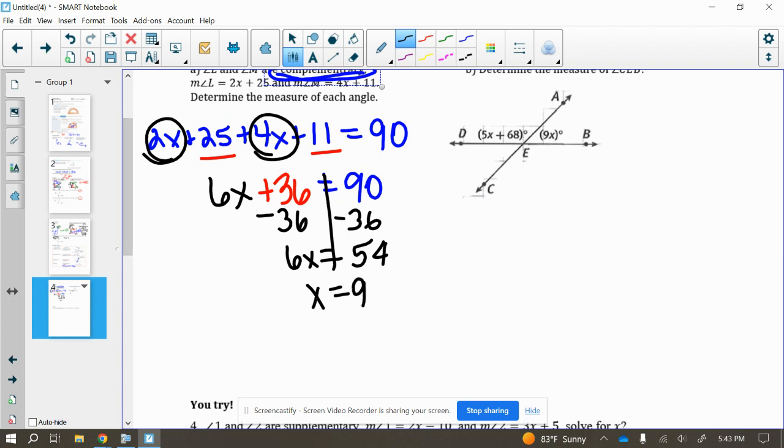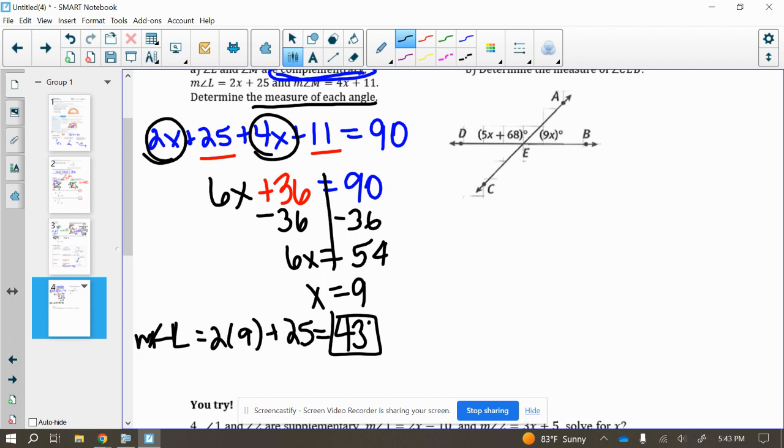value of 9. Now notice it wants the measure of each angle. So we're going to plug back in to angle L first. 2 times 9 plus 25 for a total of 43 degrees. And then we have a total for angle M. We're going to take from, again, up above here, 4 times our x value plus 11. So 36 plus 11 is 47. Now that makes sense because if we add those two numbers together, they again equal 90 degrees.